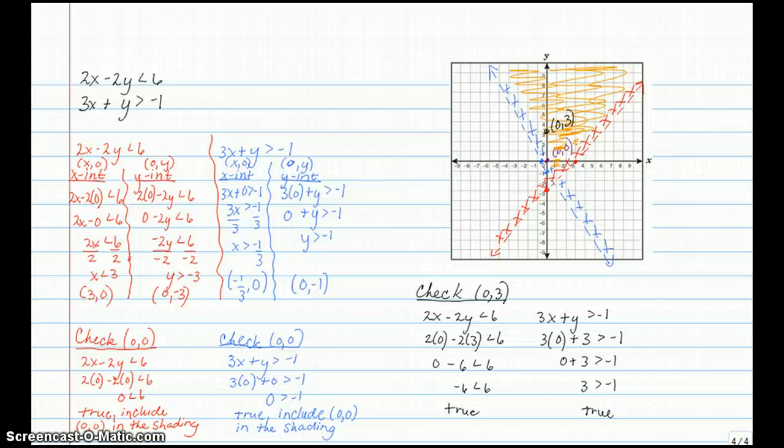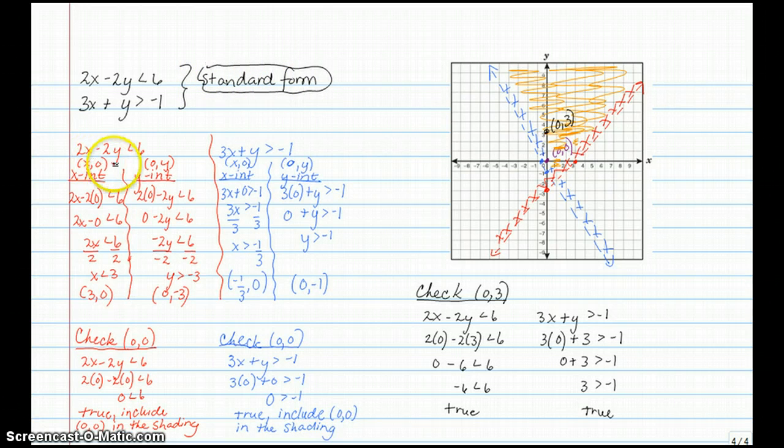Okay, for 2x minus 2y is less than 6, and for the equation 3x plus y is greater than negative 1, for this system of inequalities, you need to understand that this is standard form. And when it's standard form, to graph the lines, you should use x and y intercepts.